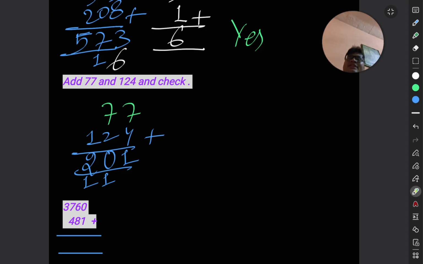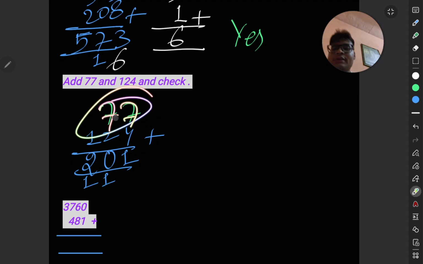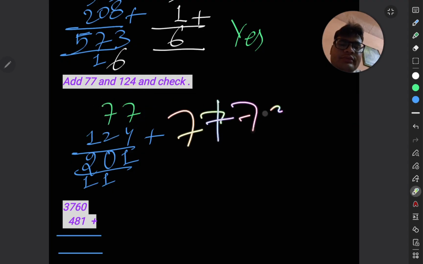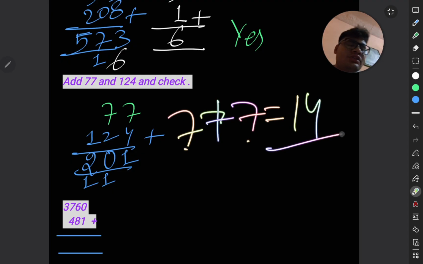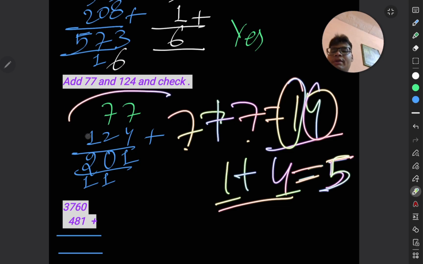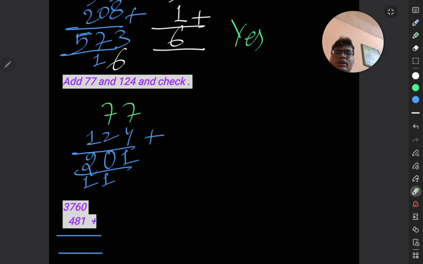So we will check this by digit sum. Here is 77. What is the digit sum of 77? We add 7 plus 7, which is 14, and 14 is again a two digit number, so we will add these two digits also. 1 plus 4 will be 5. So the digit sum of 77 will be 5.